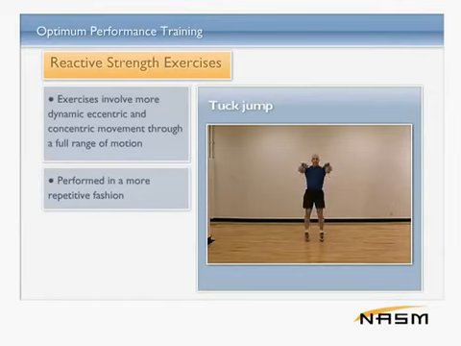The second example exercise is a tuck jump. Stand with feet shoulder-width apart and pointed straight ahead. Maintain the drawing in maneuver and jump up, bringing the knees to the chest while in the air. Land softly, maintaining optimal alignment, and immediately repeat.